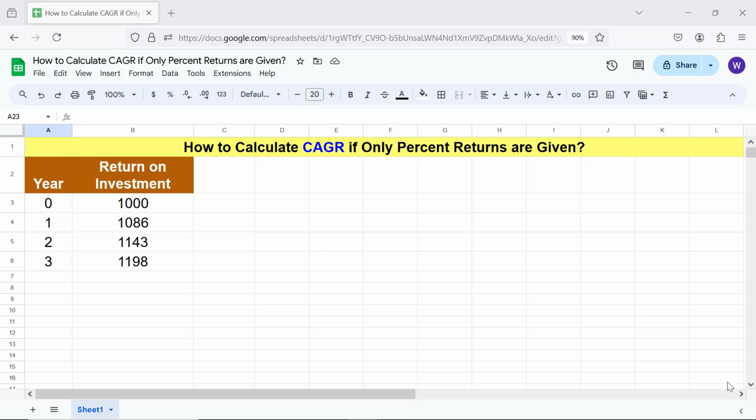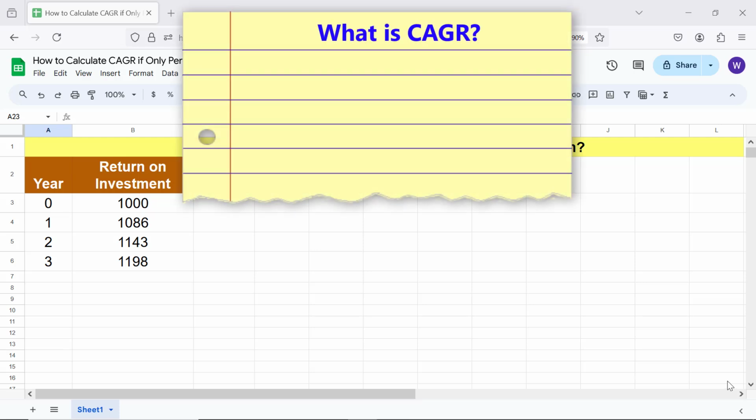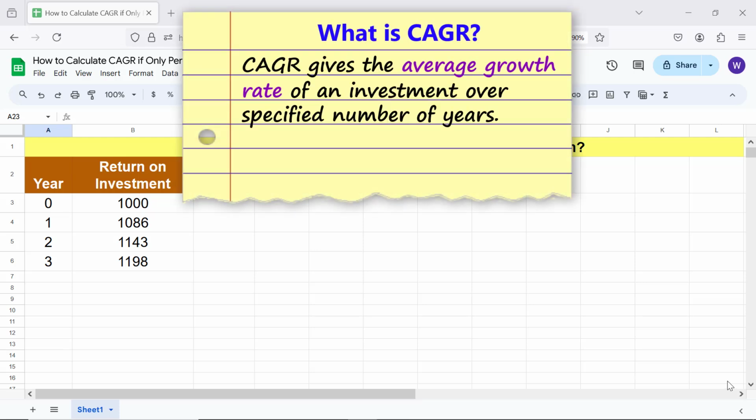Hi folks, greetings. Welcome to this tutorial, which gives the steps to calculate the CAGR, or compound annual growth rate, if only the percentage returns are given. What is CAGR? CAGR gives the average growth rate of an investment over a specified number of years.